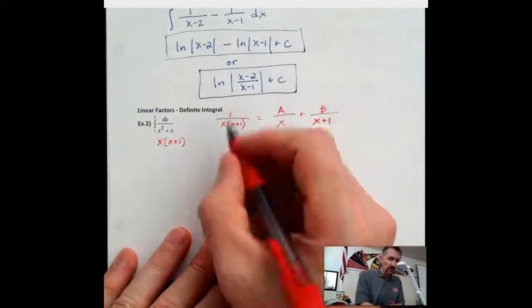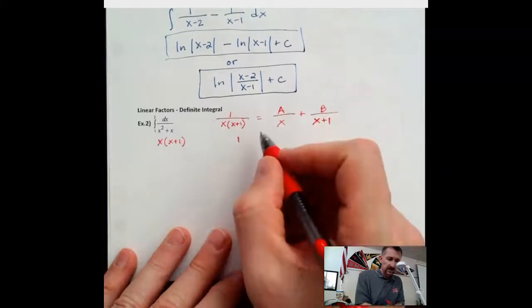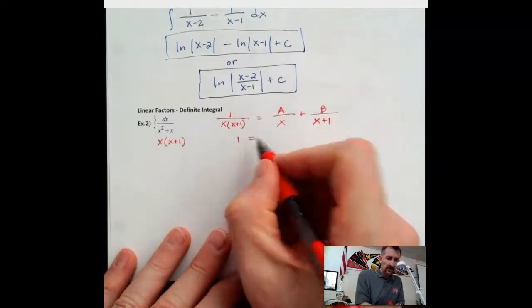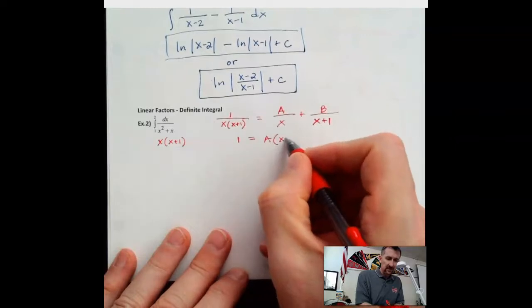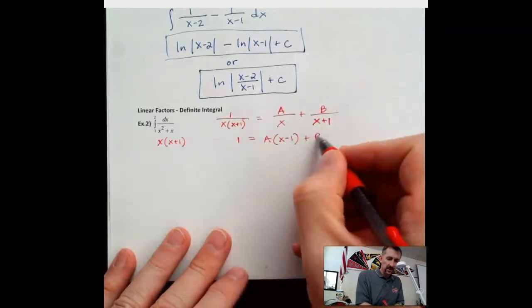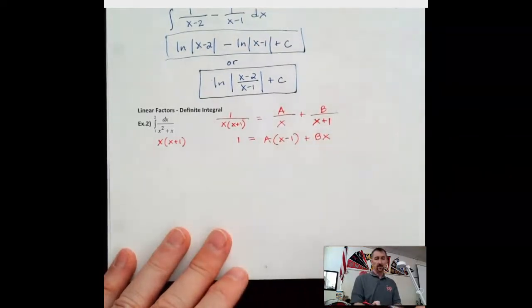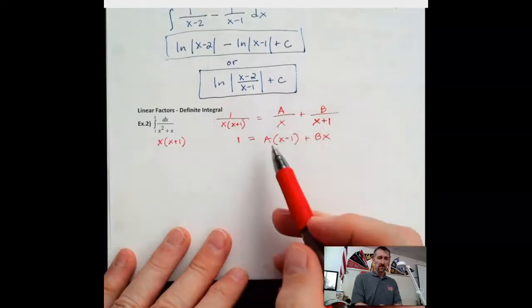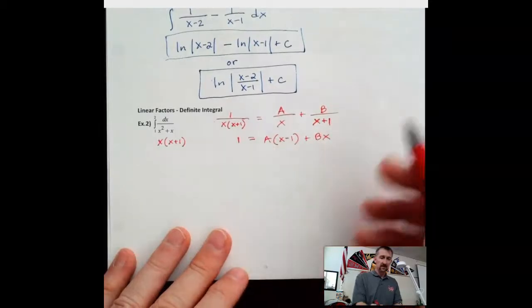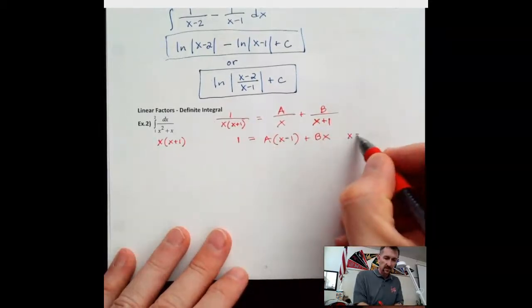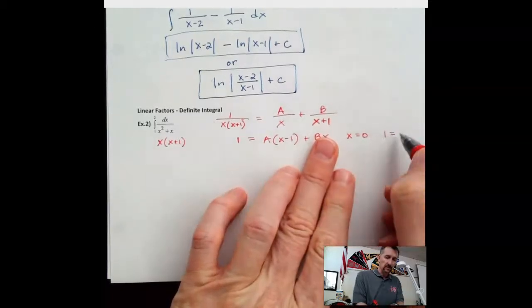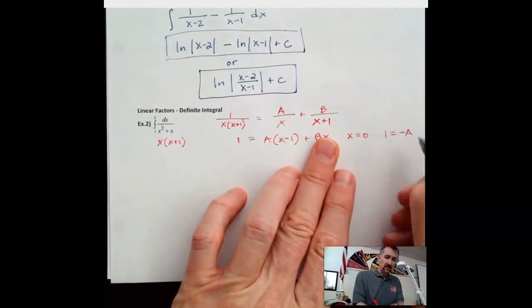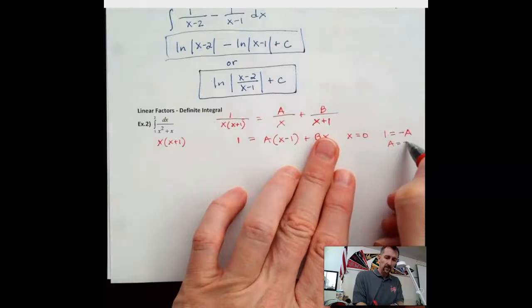So if we multiply the whole thing times x plus 1, that's going to cancel. We'll just have 1 here. Here we'll have a times x minus 1, and here we'll just have b times x. So if we want to find a first, we could let x equal 0. So if we let x equal 0, that's going to be 1 equals negative a, or a equals negative 1.